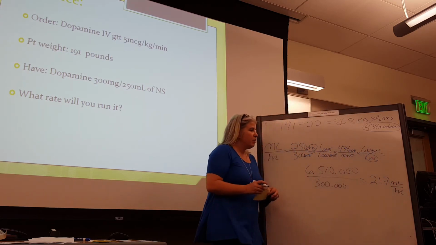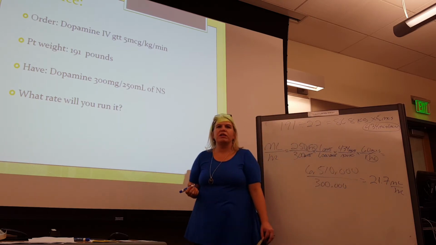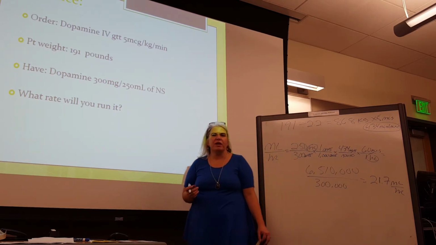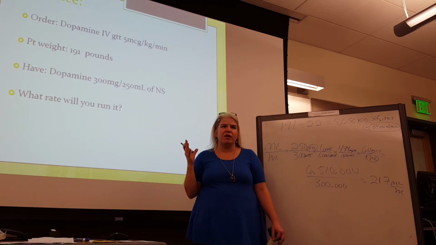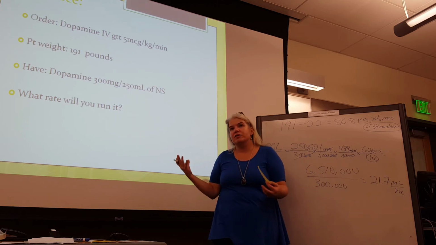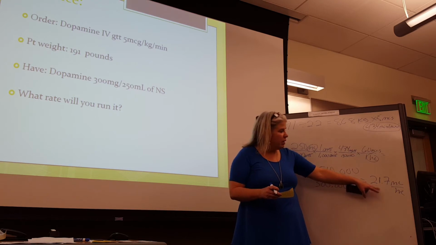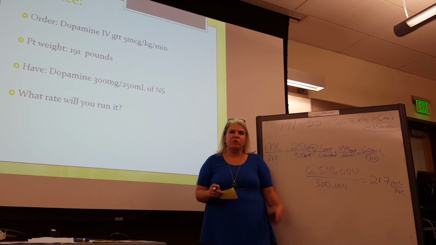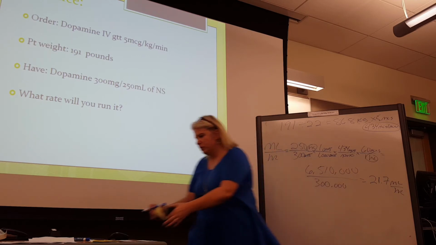And again, dopamine, and just to review, what is dopamine classified as? That's a sympathetic classification of cardiac meds because it's going to mimic the sympathetic nervous system. Again, it's a cardiac med, so we don't want to round that up. We want to keep it at 21.7 mils per hour, not round that up to 22.